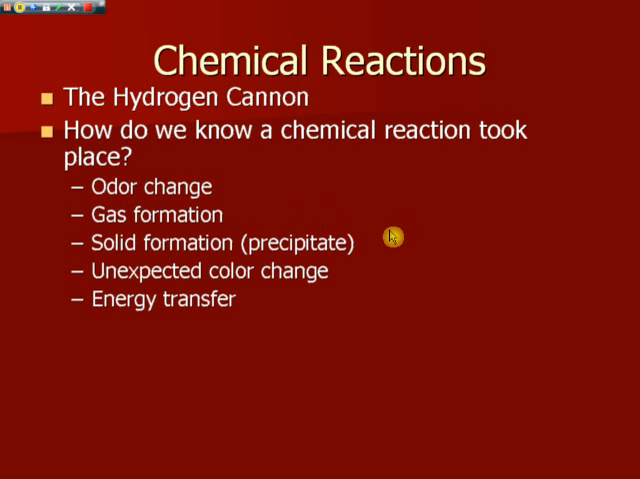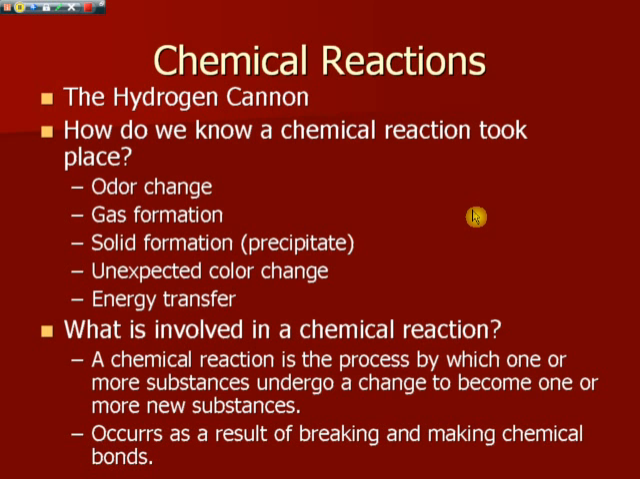We also expect certain colors to form, but if we see a color that we don't expect, that is also an indication of a chemical change. And then finally, energy transfer. Now, energy transfer describes things like a beaker feeling hot or feeling cold. If we can feel heat or cold, then that means a chemical change has occurred.